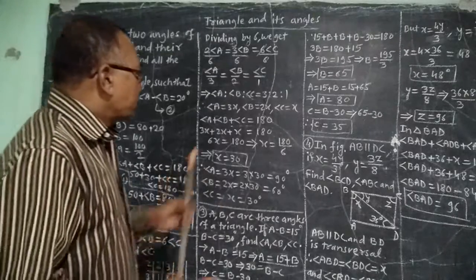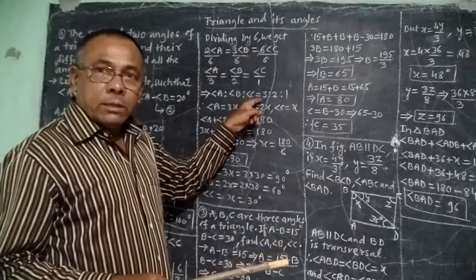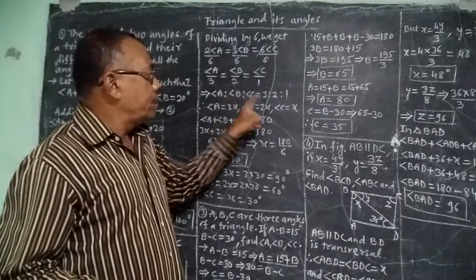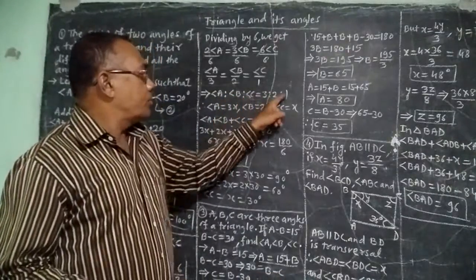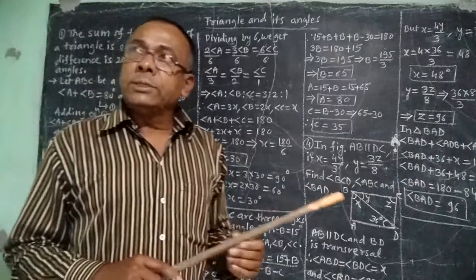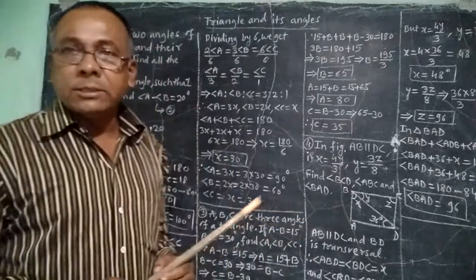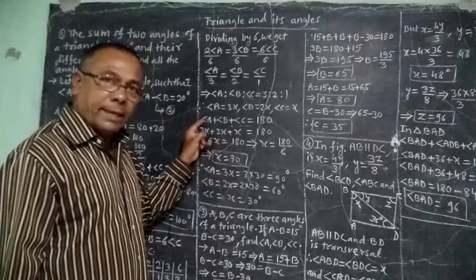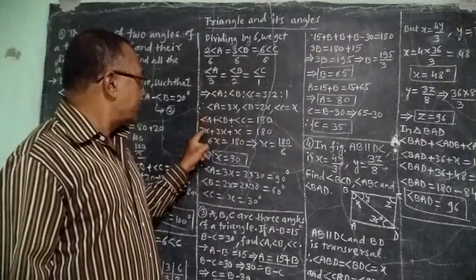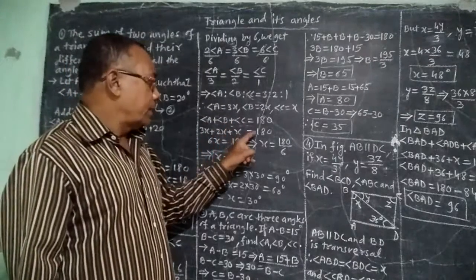And now if we take x as a common multiple of the given ratio, then angle A is equal to 3x, angle B is equal to 2x and angle C is equal to 1x or only x. And we know that the sum of all the angles of a triangle is 180 degrees, that is the angle sum property of a triangle. Then we can write angle A plus angle B plus angle C is equal to 180. Here angle A is 3x, angle B is 2x, angle C is x. So that is equal to 180.